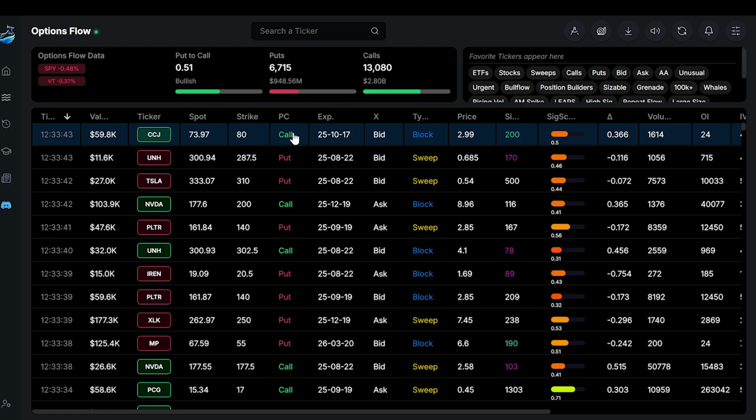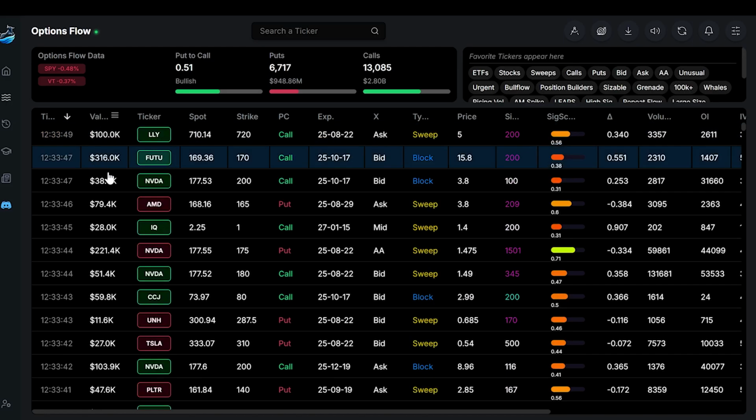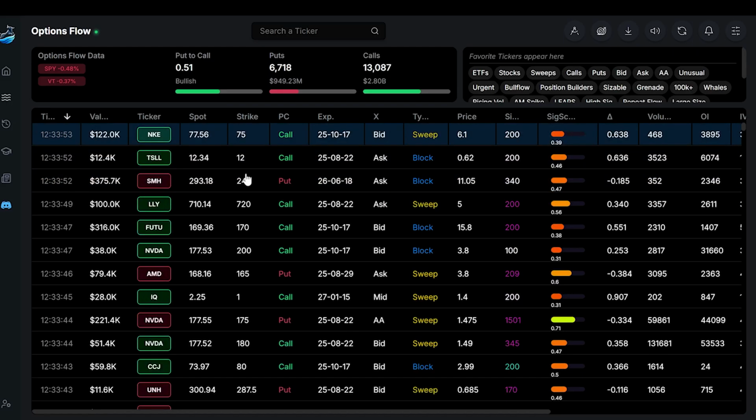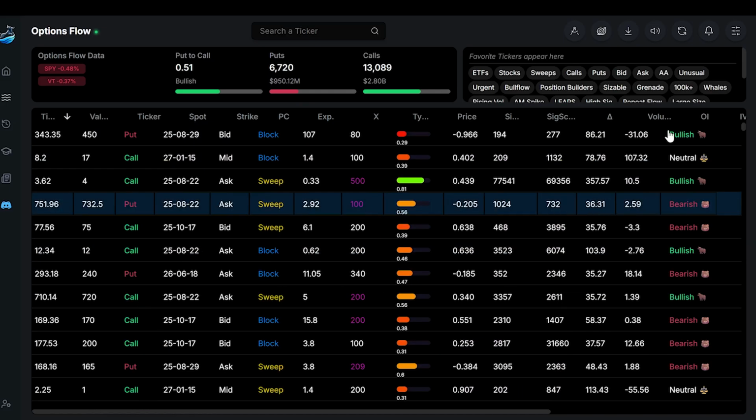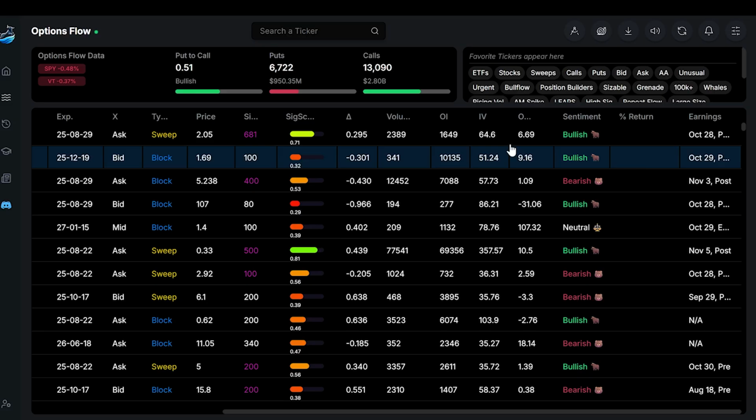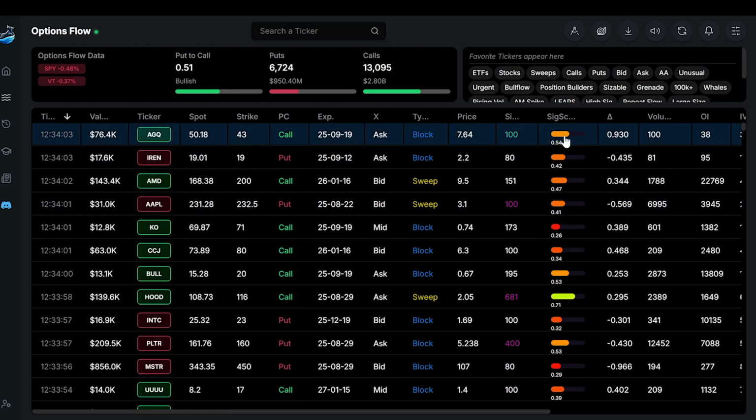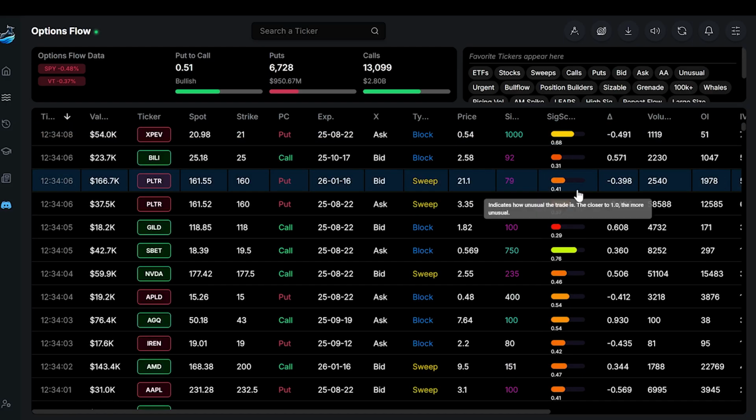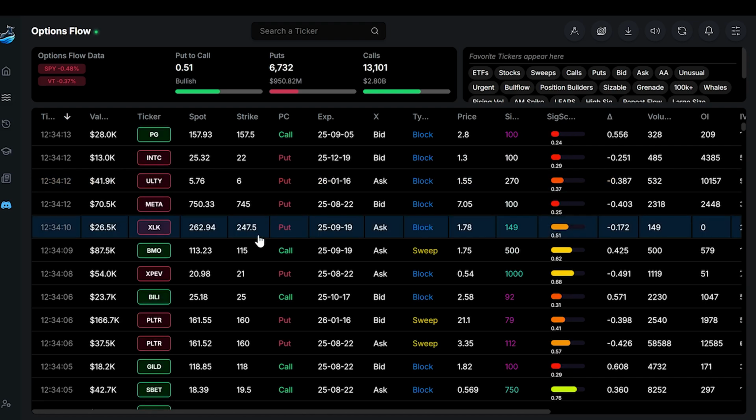Again, we can see there's all the information you expect: the total value of premiums being traded, whether trades are sweep or block trades, the underlying contract strike price and expiration date, volume and open interest, and out of the money percentage here. What I like is that Bullflow provides a signal score on a scale of 0 to 1 with every trade. What I don't love about this platform is that by default, you're going to see a lot of trades that are just not that exciting.